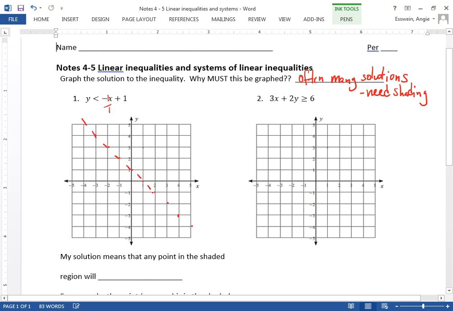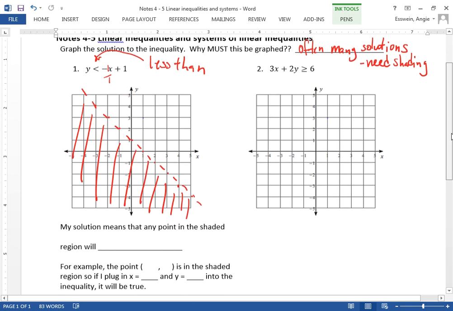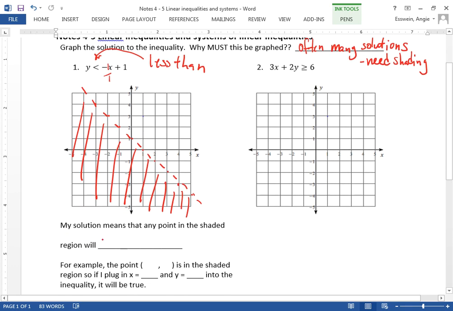I don't want to include anything on there, but since it says y less than, this symbol, remember, it points to the left, it means less than. Any point underneath the line will work. So you shade, and feel free to use colored pencils when you do this. You would shade everything underneath, and all those points work. So my solution means that any point in the shaded region will work in the equation.